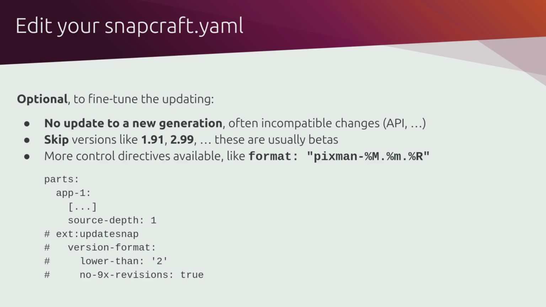So these ones, version format, and lower than, the lower than is indented. So the lower than is a sub parameter of version format. And the no 9x revisions 2 means that if the version number found in the upstream is 1.9.1, 1.9.5, these version numbers are also ignored because 1.9 versions often are development versions. So these are some kind of beta versions which are approaching the next generation, generation 2, for example, 2.0.